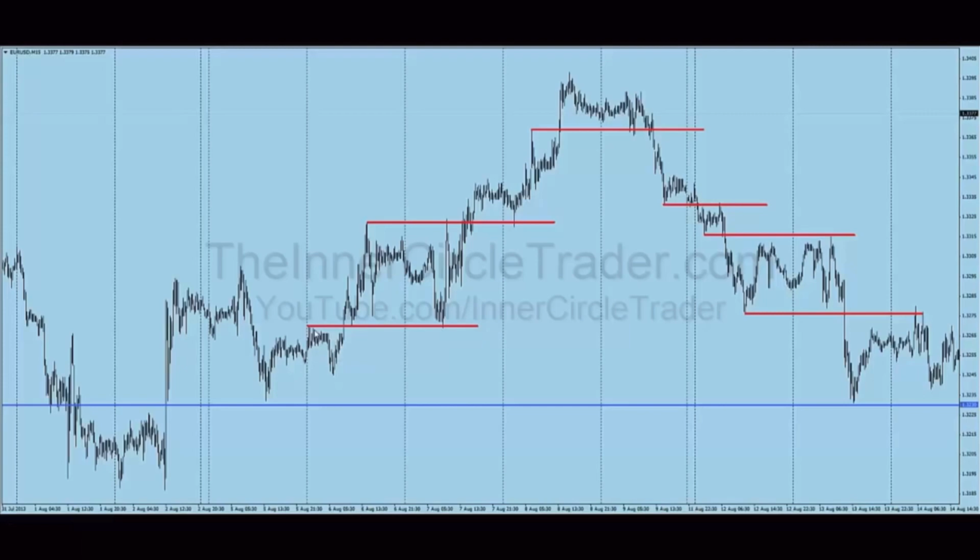Now price has since been trading higher from that low we discussed when price came down in our previous example on the higher time frame where we found that support level. Now as price moved higher, you can see this stair-stepping environment that price is doing, and eventually it reaches a level of resistance.